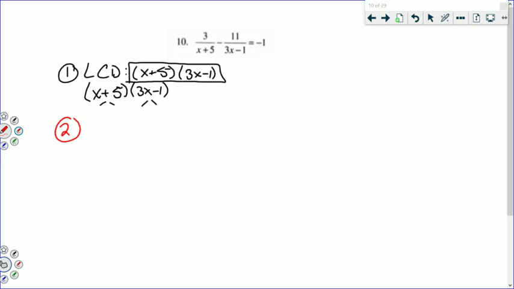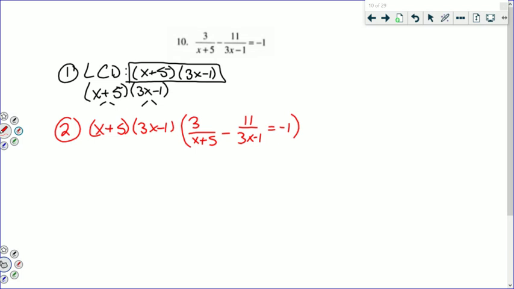We now need to take that least common denominator and multiply it on both sides. So we have x plus 5 times 3x minus 1 times 3 over x plus 5 minus 11 over 3x minus 1 equals negative 1. Okay, so we're multiplying that entire thing by our least common denominator.